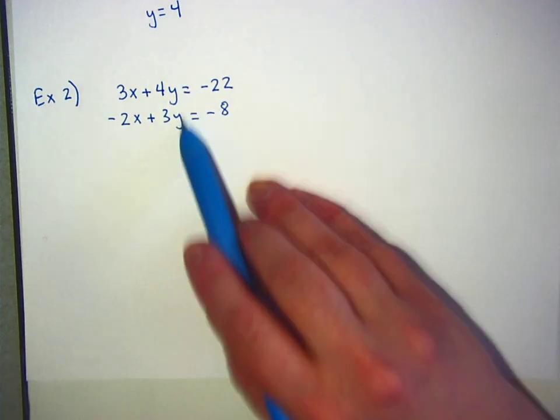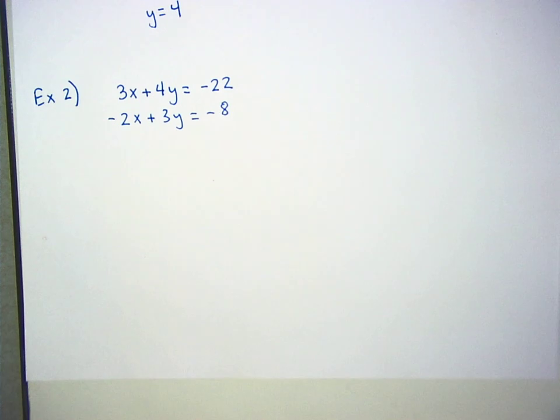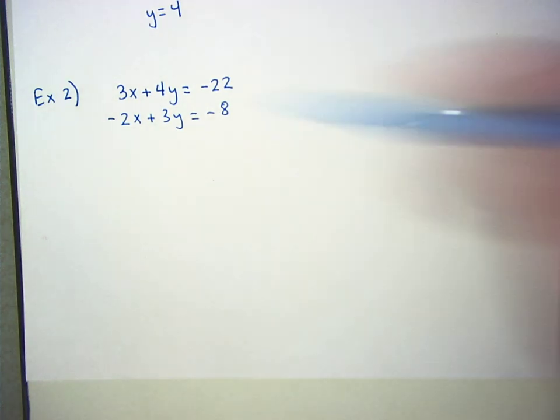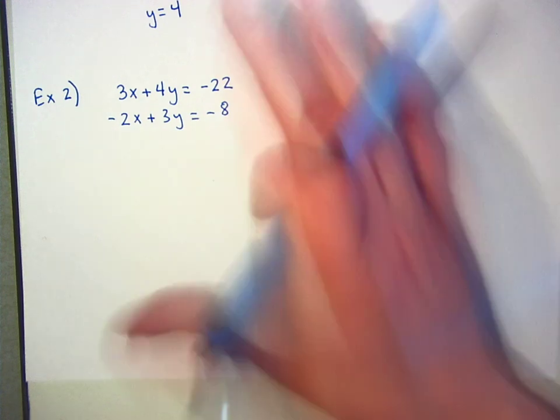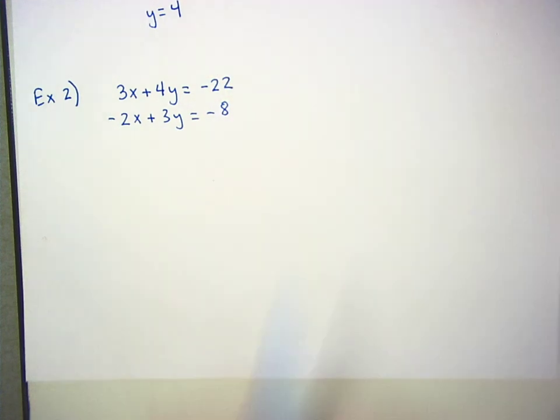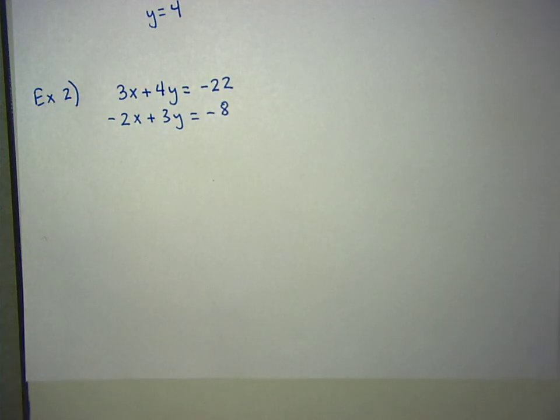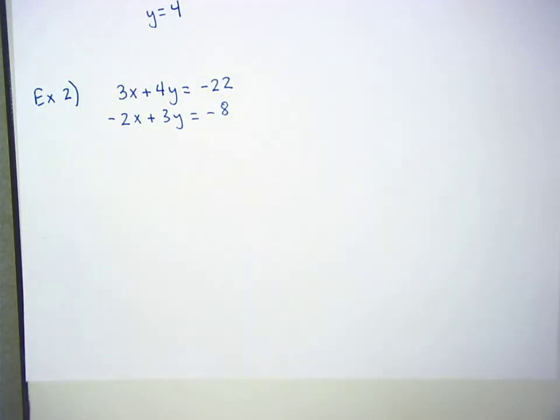What if, instead, you tried to do the y's? We're trying to get them to 12, so you'd multiply the top one by 3 and the bottom one by 4, but one of those would have to be negative, so one of them would be a negative 12. So you can decide with your partner whether you're getting rid of the x's or the y's.